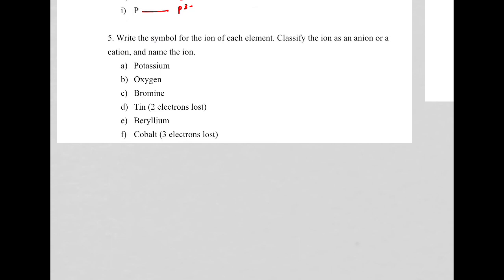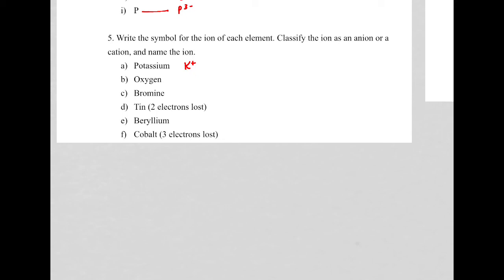Okay, write the symbol for the ion of each element. So we're just going to write the symbol. That's it? Write the symbol for the ion of each element. Classify the ion as an anion. Well, whatever. I'm going to write just the ion. Classify it as an anion or a cation and name it.